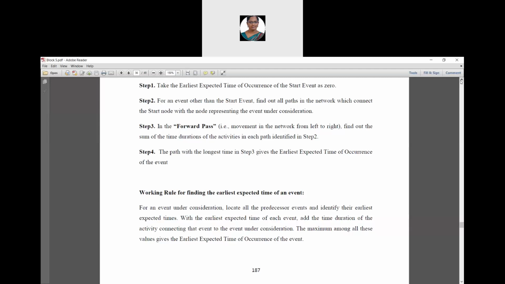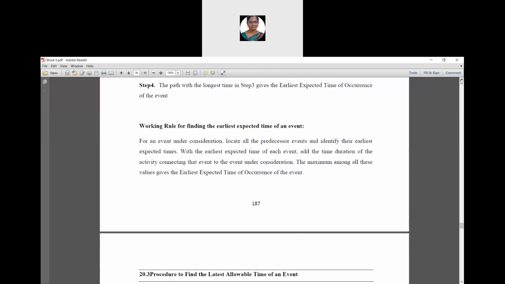And in the next step, the path with the longest time in step 3 gives the earliest expected time of occurrence of the event. Keep that in your mind. The path with longest time duration will give the earliest expected time of occurrence of the event.